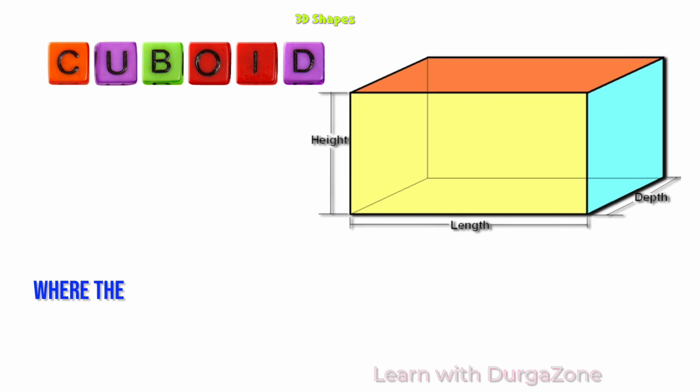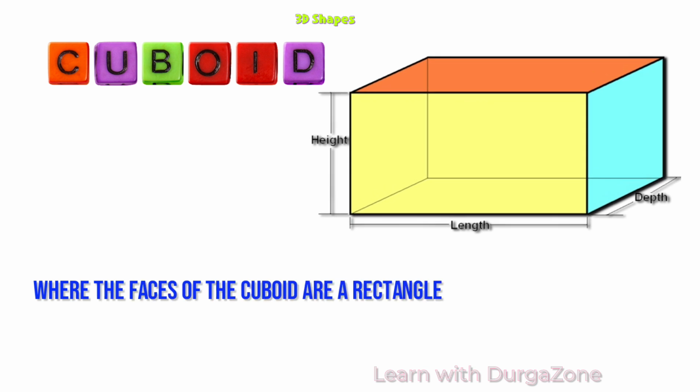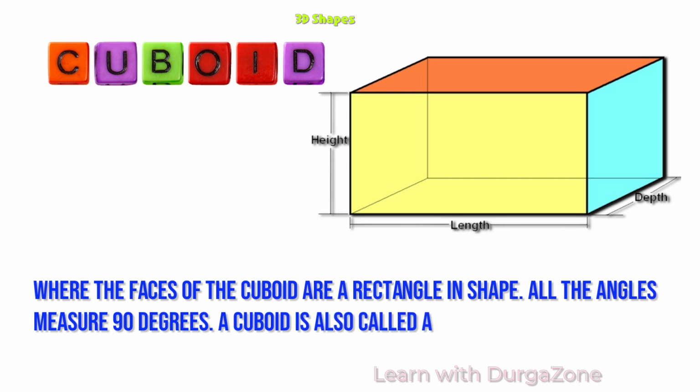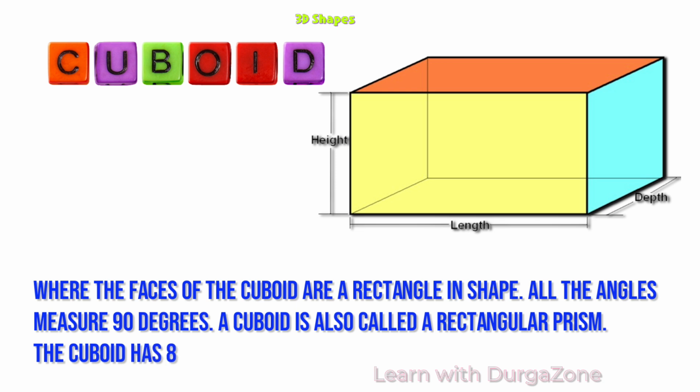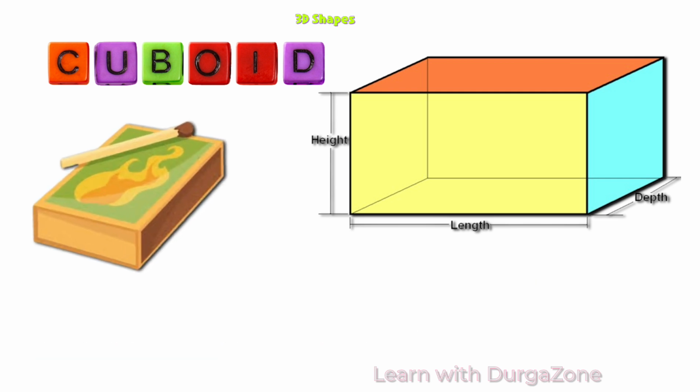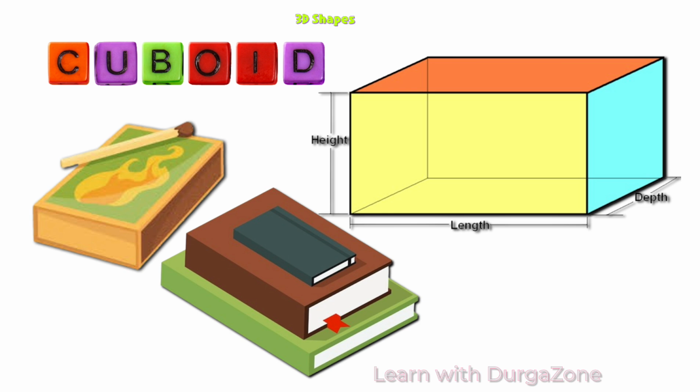Cuboid. This is a cuboid, where the faces of the cuboid are rectangular in shape. All the angles measure 90 degrees. A cuboid is also called a rectangular prism. The cuboid has 8 vertices, 12 edges and 6 faces. Some objects of cuboid shape: a matchbox is a cuboid and books are also cuboid shape.